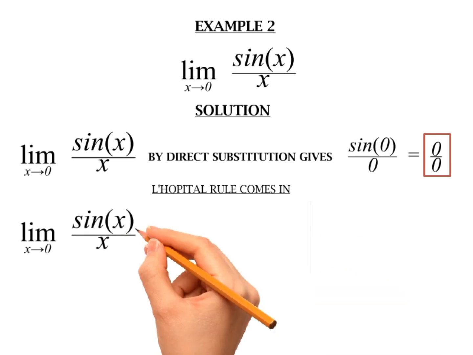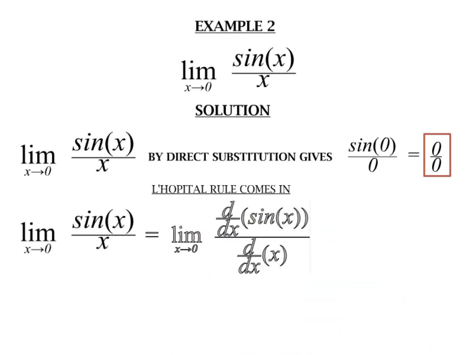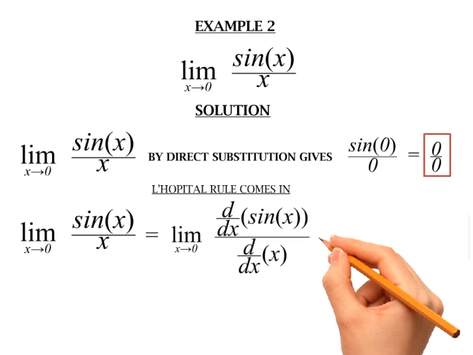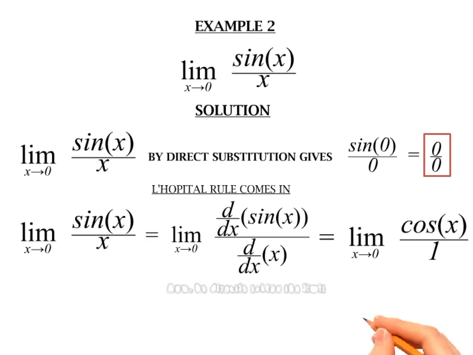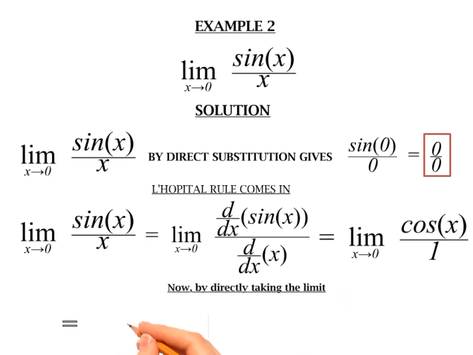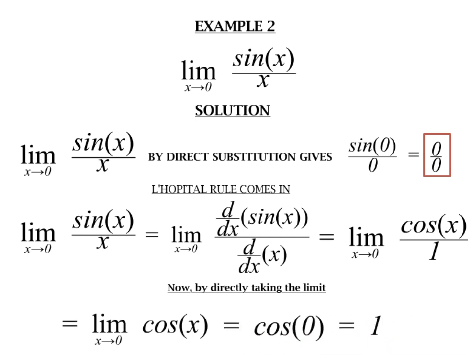So, we need to differentiate the numerator, sine x, and the denominator, x. And this gives the limit of cos x over 1, as x approaches 0. This gives cos 0, and the answer becomes 1. Therefore, the limit of sine x over x as x approaches 0 is 1.